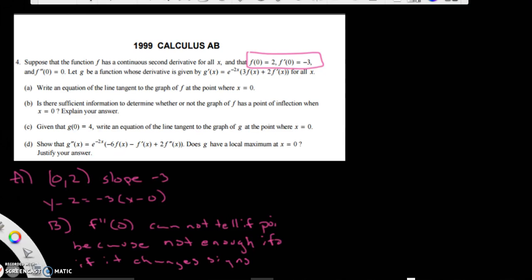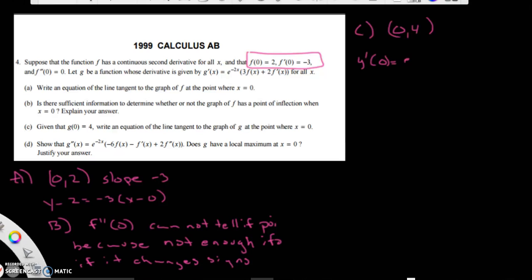Okay, part C says, given that g of 0 equals 4, write an equation of a line tangent to the graph of g at the point where x equals 0. Okay, so we have 0, 4. Now we need the slope. So we need g prime of 0.